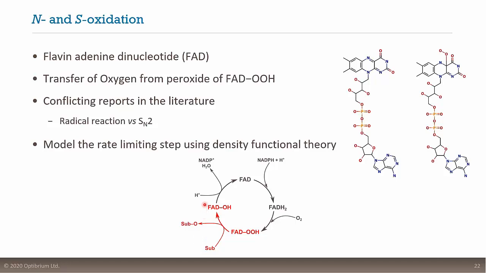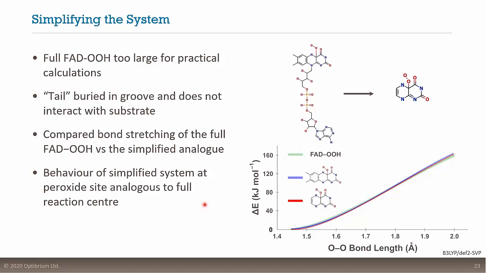Before we talk about the reaction mechanism, I also wanted to say that Matt already told you that in the first instance, if you look at the pure reactivity, then we'll ignore the protein and add the protein back in during the accessibility part. But also the full FAD-OOH, or FAD peroxide, is way too large for practical calculations. And we actually know from the experiments that the tail, and by tail I mean this part over here, is buried in the groove of the protein and does not interact with the substrate at all. So we thought, can we simplify our reaction mechanism a little bit by removing this tail?